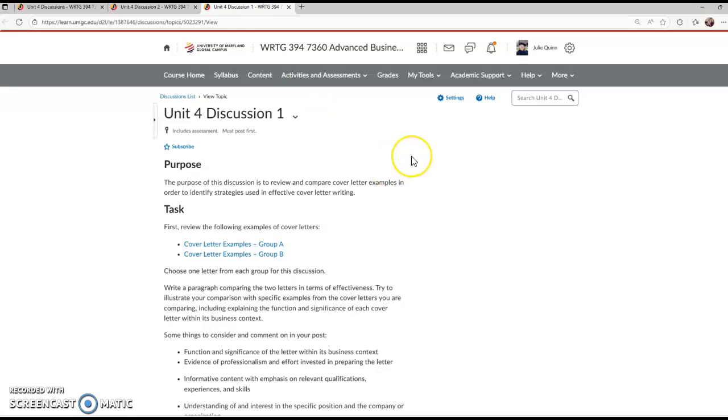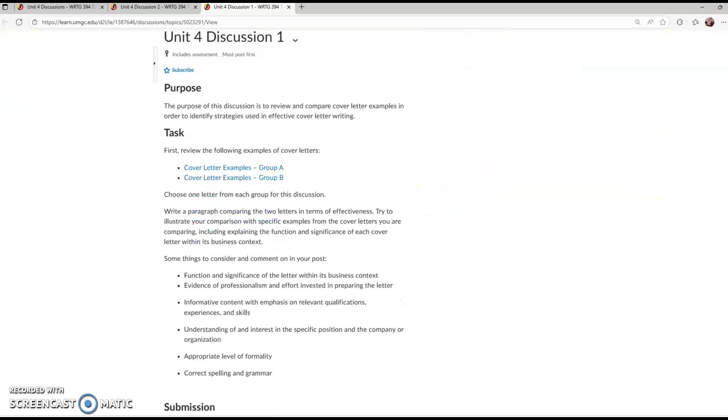In the first discussion, you're going to do a bit of a compare and contrast of cover letter examples, identifying strategies used in effective cover letter writing. You look at Group A and Group B and just choose one letter. The nice thing is it's going to add some variety in the class discussion. Your classmates may pick different letters from the same group or the same ones, and you may have different insight on that. That's why the conversation with your peers is so important. Just write a paragraph comparing the two, and try to illustrate by using specific examples from each.